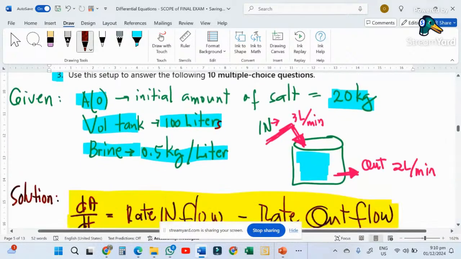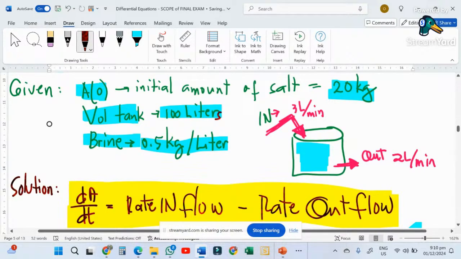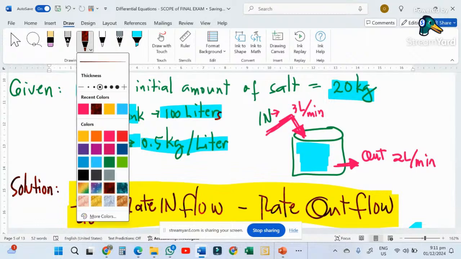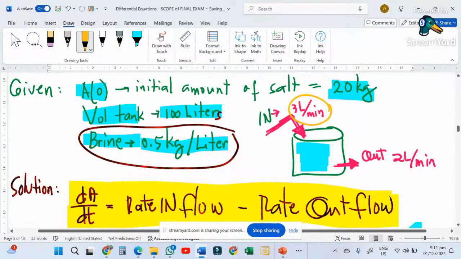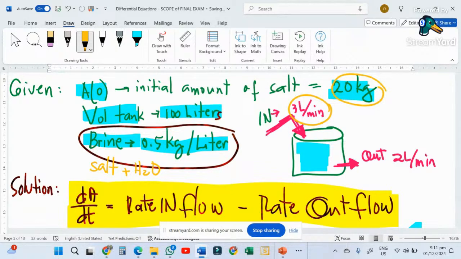So the scenario here is you have a tank, I repeat, and there is a brine solution that goes inside the tank at a rate of 3 liters per minute. If you say brine, this is salt and water combined. The amount of salt inside the tank was originally 20 kilograms, and the amount of water inside initially was 100 liters. As the brine is filled into the tank, there is a solution that goes out from the tank at a rate of 2 liters per minute.